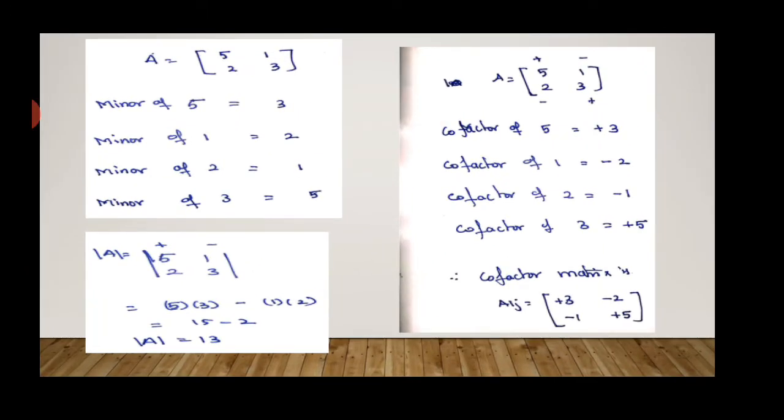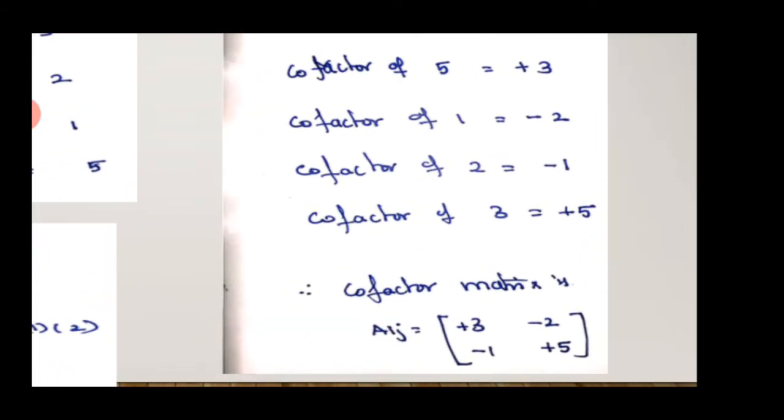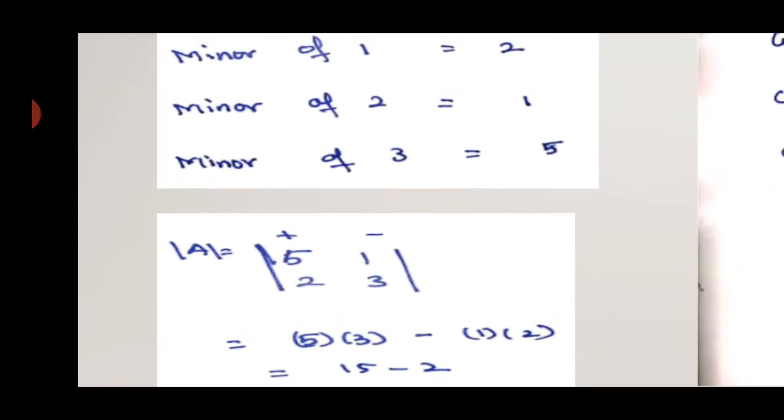Minor of 2 is 1. For 2, what sign do I have here? Minus. So minus 1. So what is the minor of 3? It is 5. But what is the sign I have below 3? Plus. So plus 5. That's all. Using this, if you write a matrix, that matrix is called a cofactor matrix. That's all. Now we are going to find the determinant value.